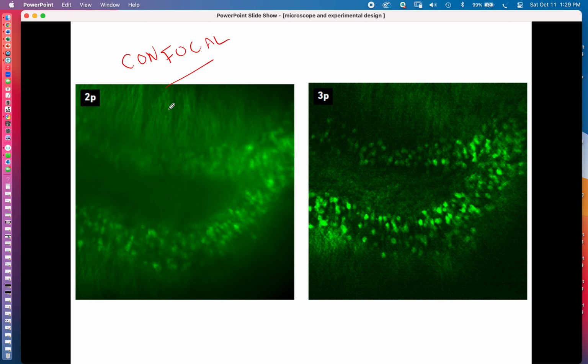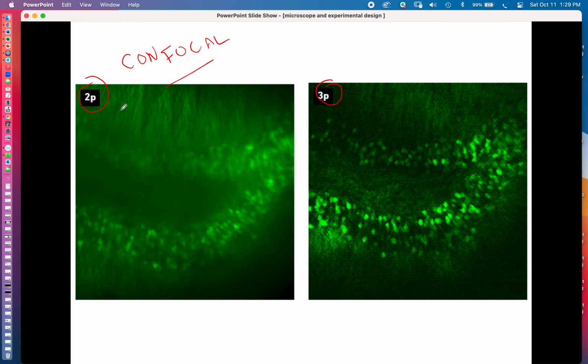So what's going on here is, instead of having one photon required to get the pigment in the specimen to glow, here's a two-photon microscope, and here's a three-photon microscope. And what's going on there is, instead of needing just one photon to glow, it requires two or three to hit and trigger this glow.